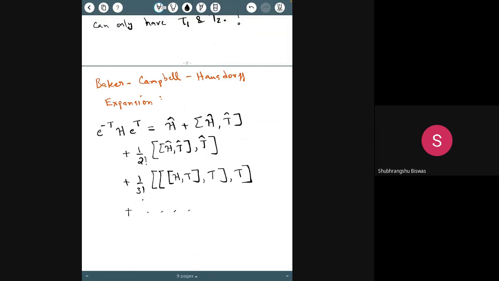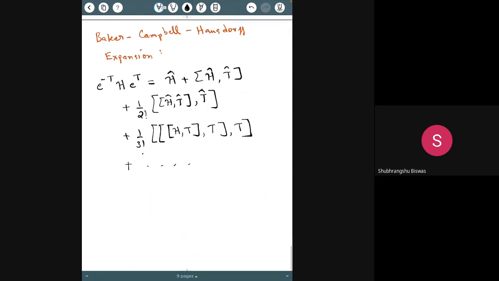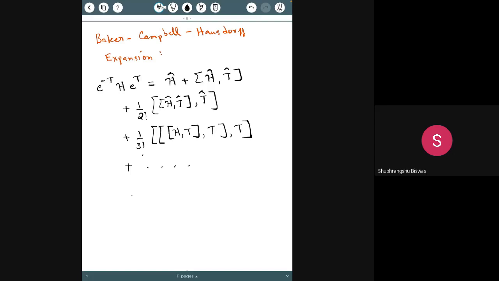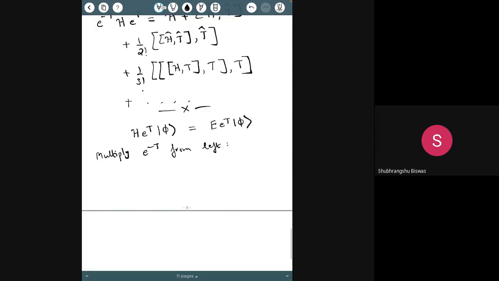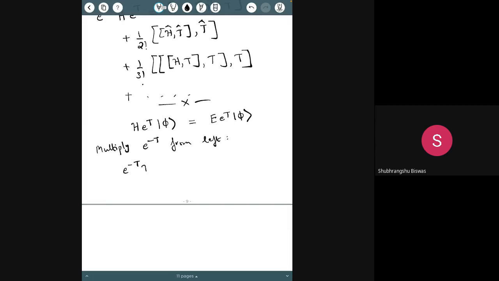So we will use this in order to determine the working equations. Now, how will we do that? So we have h e to the power t acting on phi gives me E e to the power t acting on phi. So this is what we had from the Schrodinger equation. And now I multiply with e to the power minus t from the left. For operators, it is important to always mention whether you're doing it from the left or the right. So E is a number, does not matter. So this becomes 1.